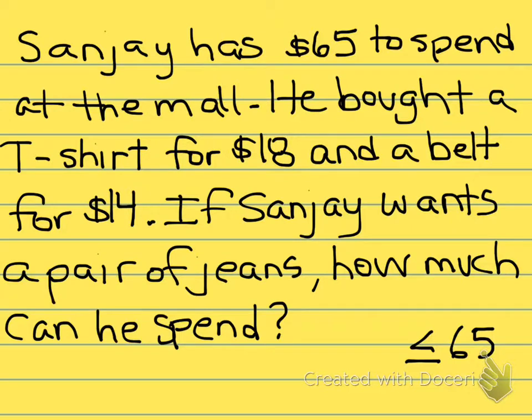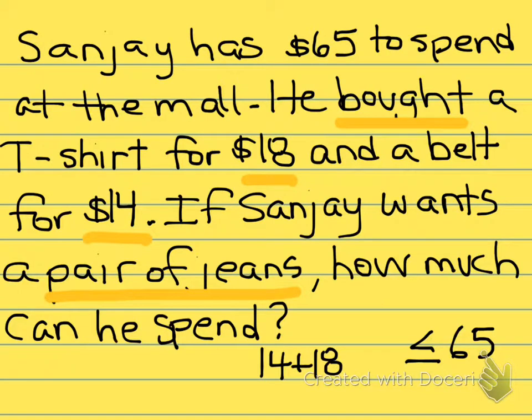Now, if he bought a t-shirt for $18 and a belt for $14, that's going to be added to what he's buying. Also, at the end here, it says he wants to buy a pair of jeans. So we don't know how much the pair of jeans are, but we do know that he bought something for $14, he bought something for $18, and he wants to buy a pair of jeans, and he only has $65. So we would set up our inequality like I just wrote.